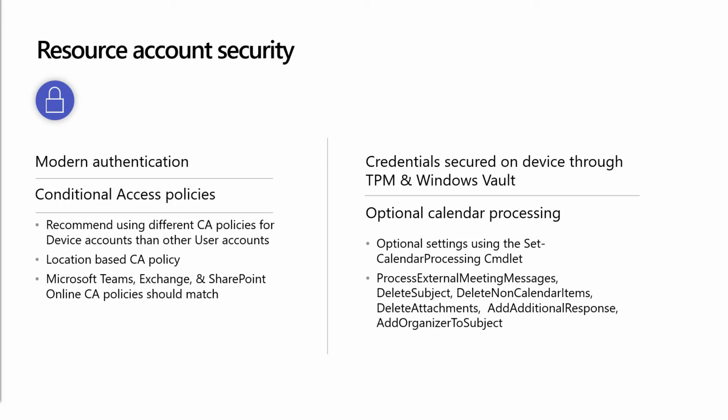All credentials are secured on the device through a physical TPM chip and are stored in the Windows Vault. Physical TPM chips are required on all compute modules used by Teams Rooms. So in order for a Teams Rooms to be certified, there must be a physical TPM chip. And the Windows Vault then uses this unique key in order to encrypt the username and password of the resource account. There are optional calendar processing settings you can use to limit the amount of data stored in the mailbox of the resource account. We'll spend a little more time later on these options.